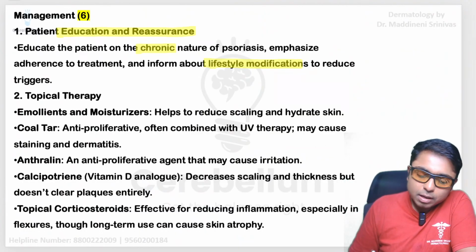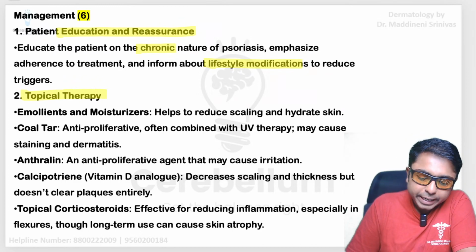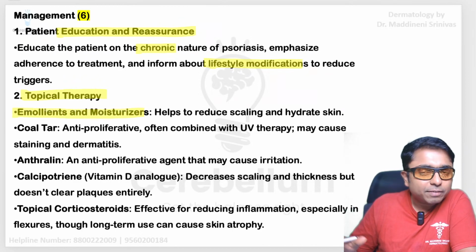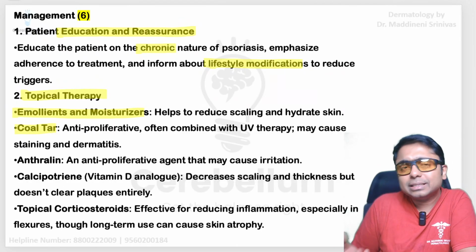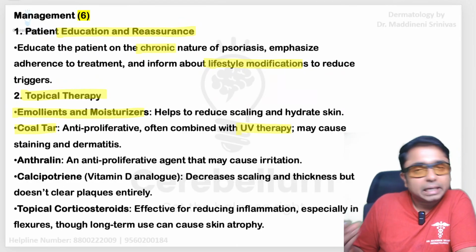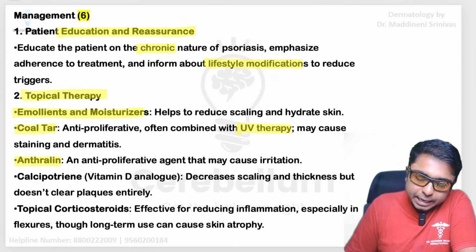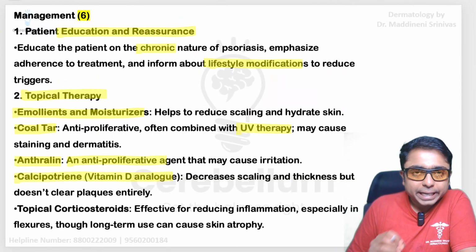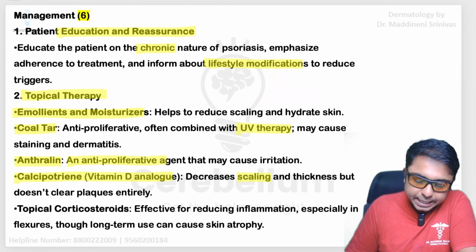This is what we have to advise. Topical therapy, just remember the names: emollients, moisturizers; scaling will be reduced, and embarrassment will be reduced in the community. Coal tar is an anti-proliferative and is usually combined with ultraviolet therapy, UV therapy. Anthralin or dithranol is again an anti-proliferative agent. Vitamin D analogs, calcipotriene, calcipotriol, will reduce the scaling and thickness of the scales.